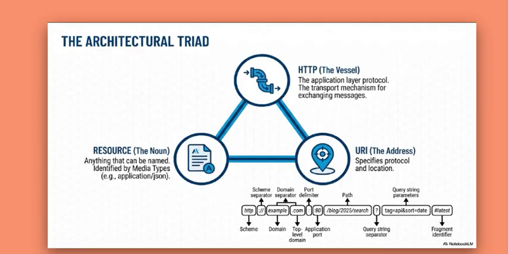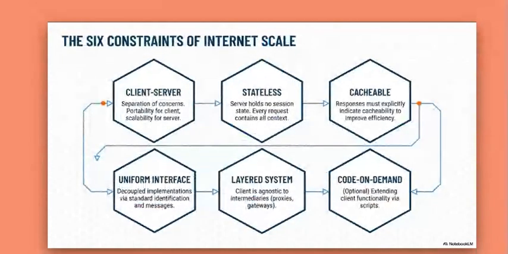The constraints of internet scale. The notes show a hexagonal diagram with 6 constraints. These aren't just suggestions, are they? No, these are the non-negotiables. If you want that internet scale success, you have to follow these rules. The first one seems pretty straightforward. Client server. It sounds obvious now, but it's all about separation of concerns. The client, your phone app, should worry about the user interface. The server should worry about data storage and security. This allows them to evolve independently.